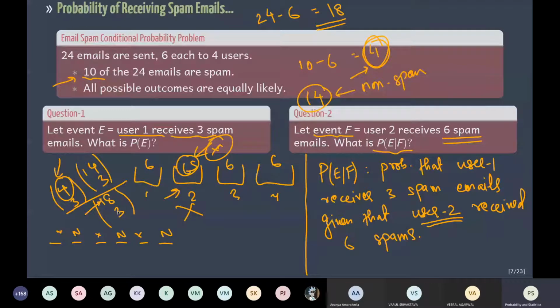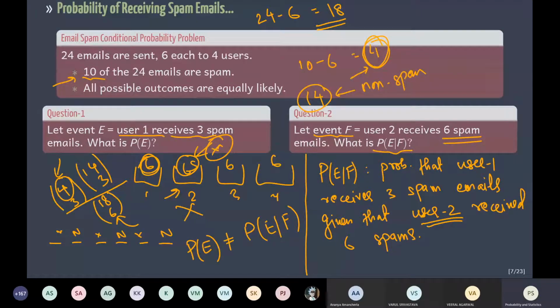And sorry, this should be 6, because user 1 is still receiving 6 emails. So the sample space is this. You see how additional information can change the probability. So the probability of E is not necessarily the same as the probability of E given F.